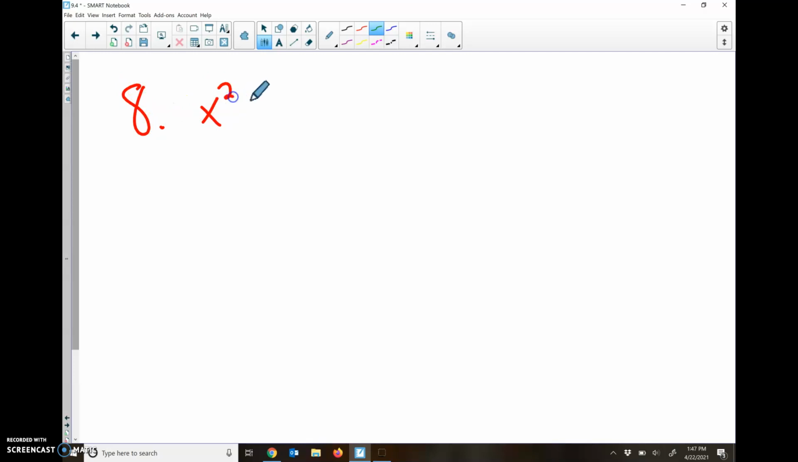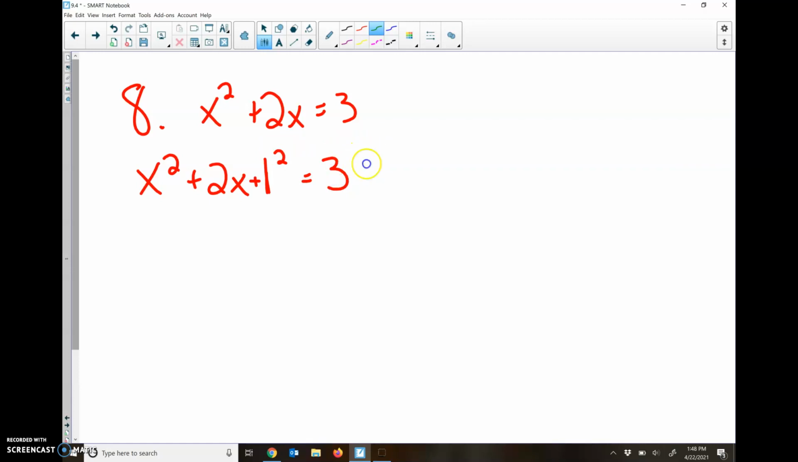So we got x squared plus 2x equals 3. Okay, so first let's complete the square. So 2 divided by 2 is 1. 1 squared is 1. So I'm really going to add 1 squared to the left side. And if I add 1 squared to the left side, I need to add 1 squared to the right side.